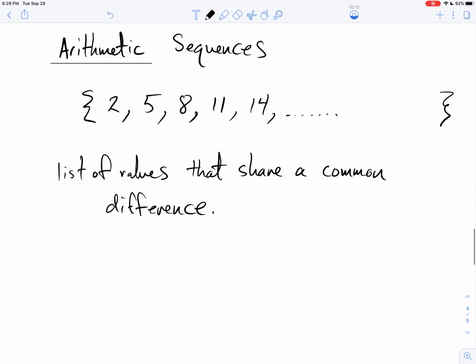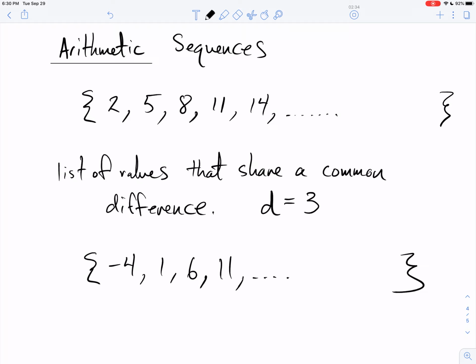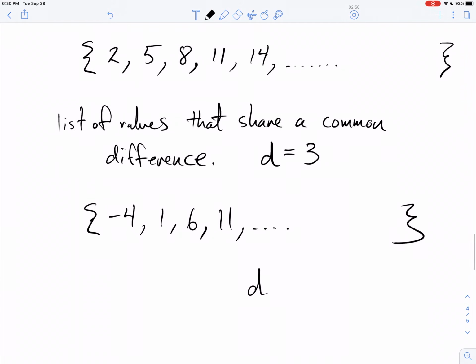That common difference is called D. We call that thing D. So in this case, guess what? D is 3. In this case, D is 3. You know what? Just to drive this point home, I'm going to draw out, let's say, this guy. This is also an arithmetic sequence. Can you figure out what the common difference is for it? The common difference here would be 5.